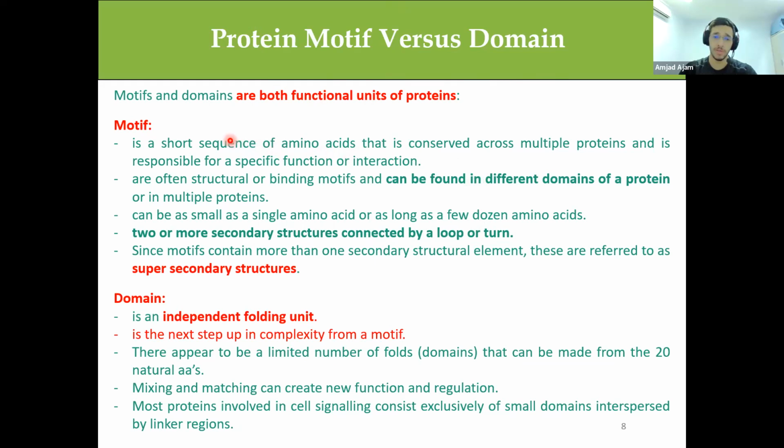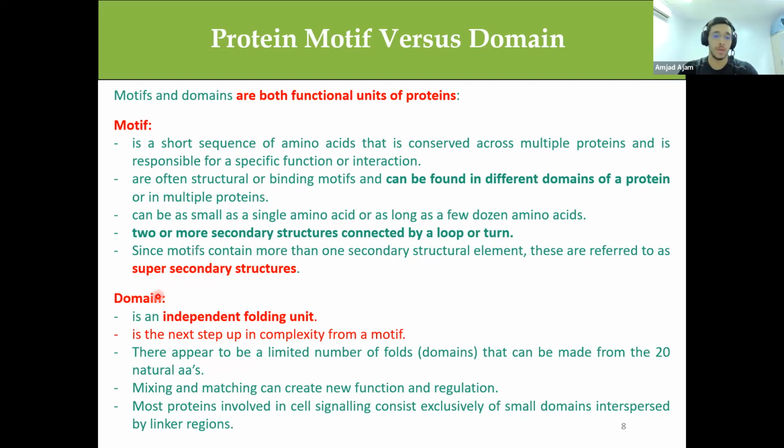What you have to know about the motif: first of all, it is an amino acid sequence. It can be found in different domains of a protein. They contain two or more secondary structures connected by a loop or a turn, and they are considered a super secondary structure. Please know that a motif is a super secondary structure.